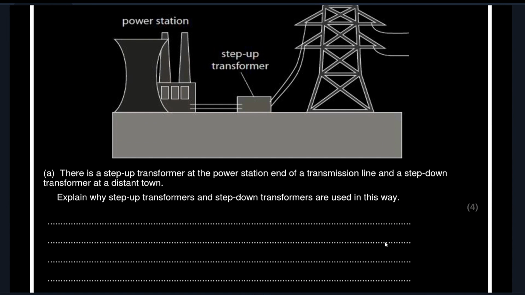There is a step up transformer in the power station end of a transmission line and a step down transformer at a distant town. Explain why step up transformers and step down transformers are used in this way.